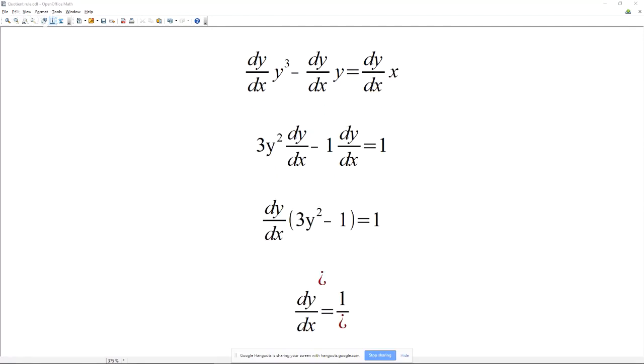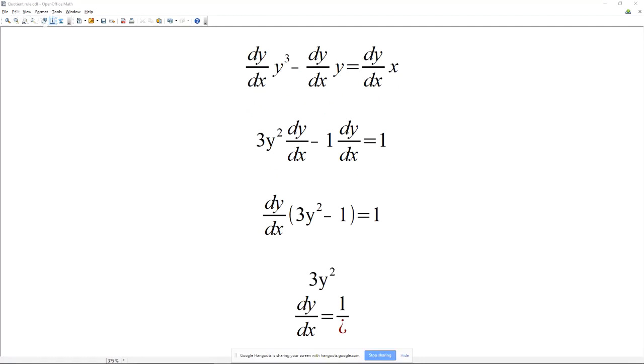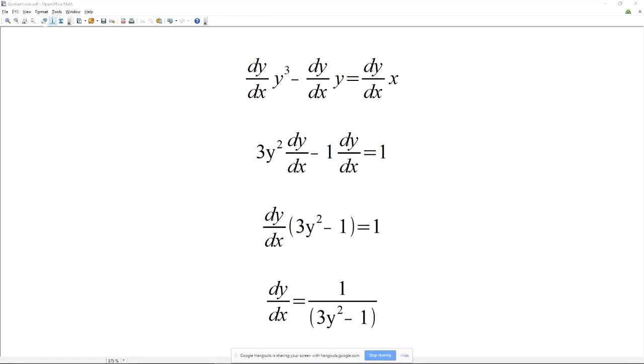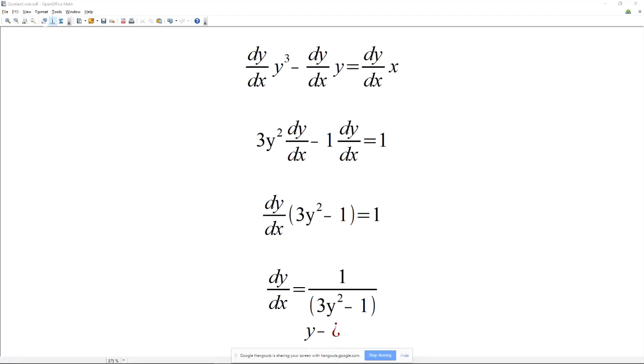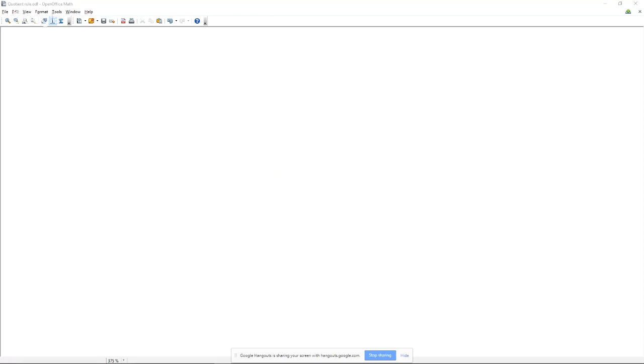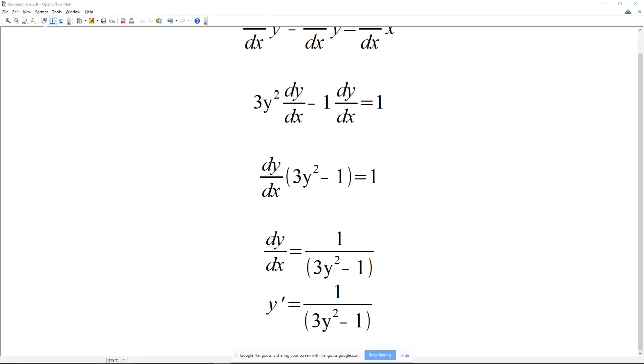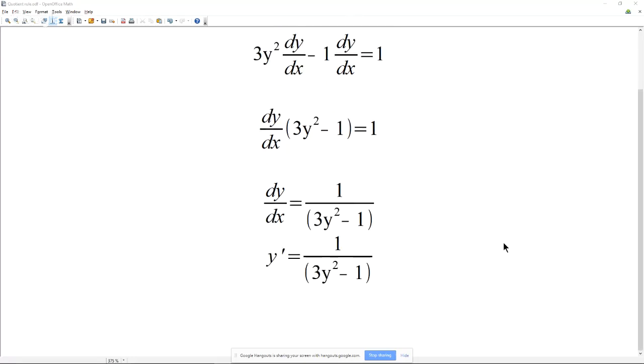So now I can just say dy dx equals 1 over the quantity 3y squared minus 1, and dy dx is the same thing as saying y of x, so I end up with y prime equals, and there we go.